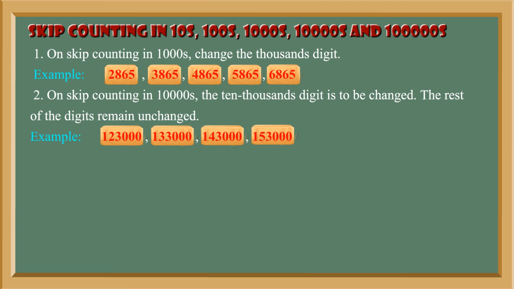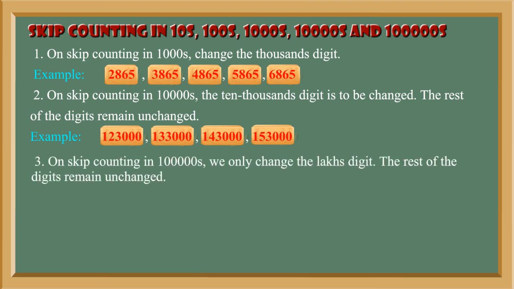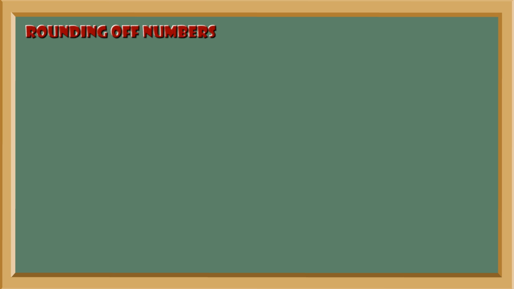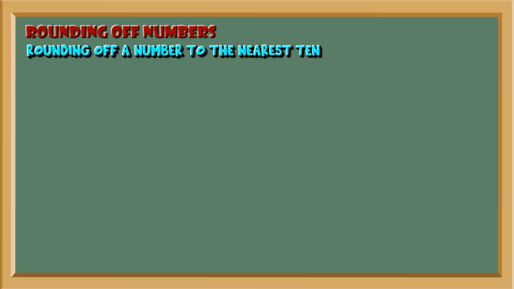Example: 1,23,000, 1,33,000, 1,43,000, 1,53,000. Third, on skip counting in lakhs, we only change the lakhs digit. The rest of the digits remain unchanged. Example: 1,37,835, 2,37,835, 3,37,835, 4,37,835. Rounding off numbers. Rounding off a number to the nearest 10.